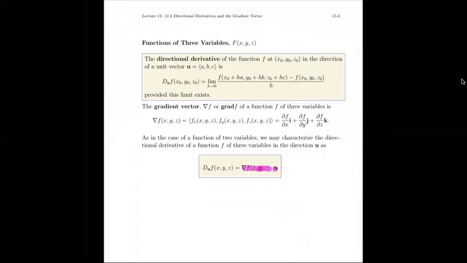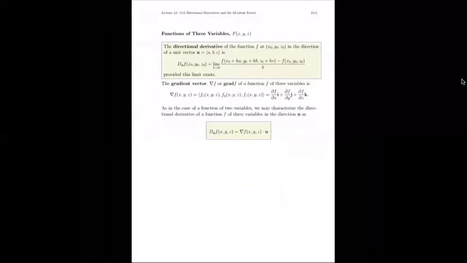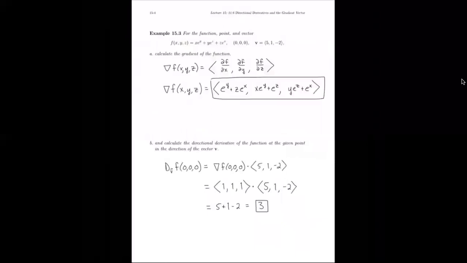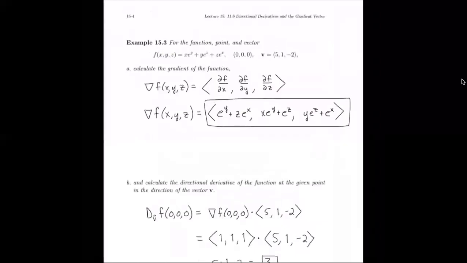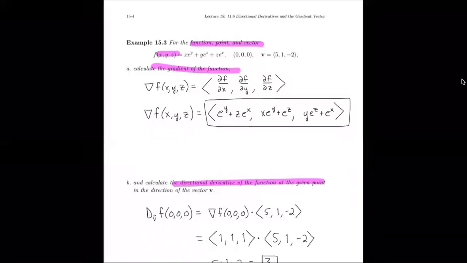So our calculations that we just did before in two problems will extend to functions of three variables quite naturally and in a way that we would expect. So let's see one of those. We're given a function of three variables, and we're asked for the function, point, and vector to calculate the gradient of the function, and below, the directional derivative of the function at the point in the direction v.